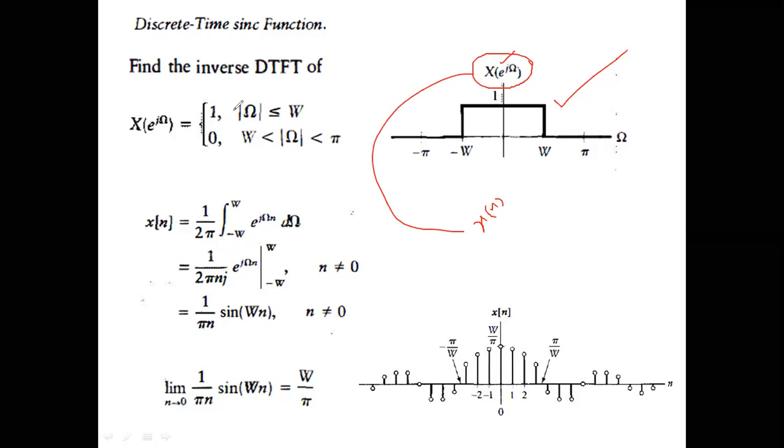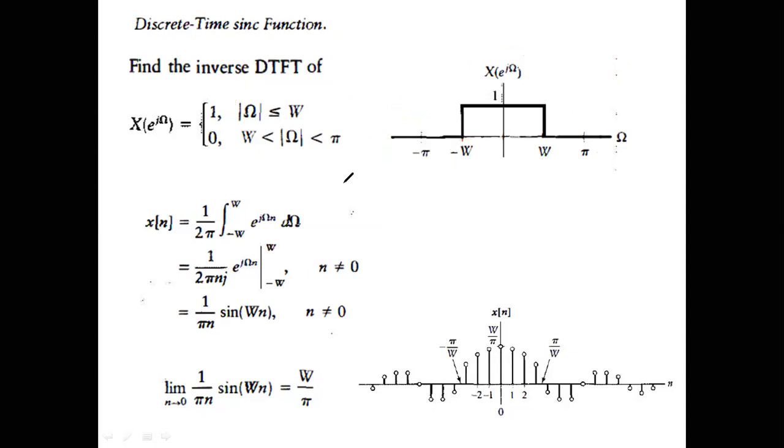You start with the formula. See, the author had given us the expression, not the figure. The author said that X(e^jω) is 1 for magnitude of ω less than some W, and 0 from W to pi. Since the magnitude sign was there, it meant that it will be 0 from W to pi and minus W to minus pi. That's what the author actually meant. So if you are given the figure, you are lucky. Going from expression to figure is the tricky part.